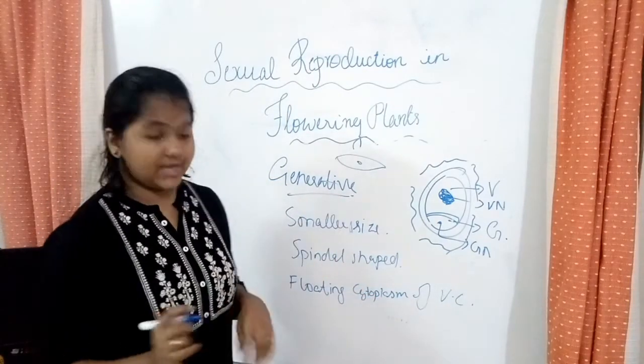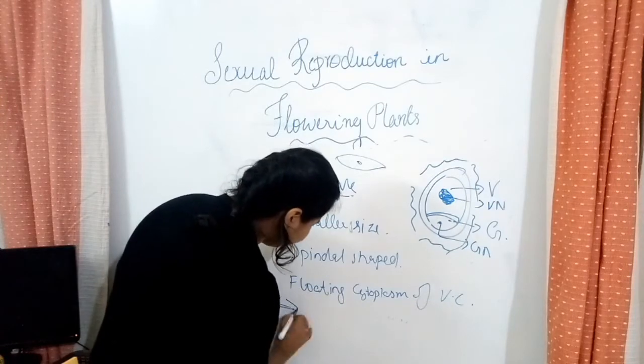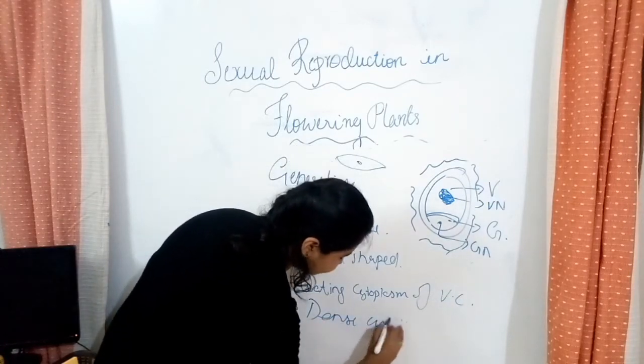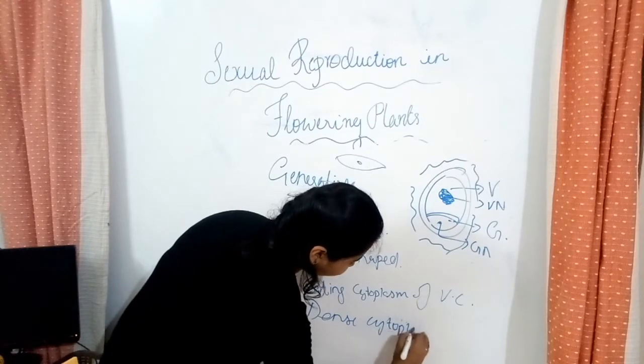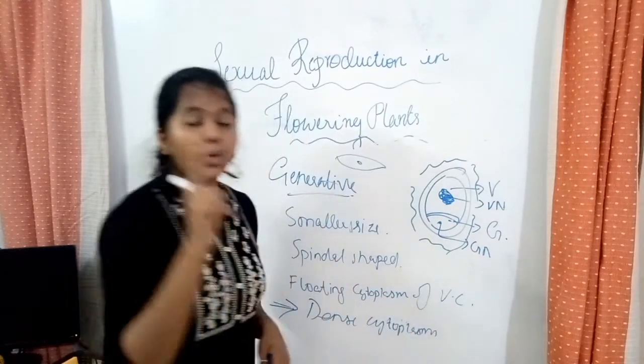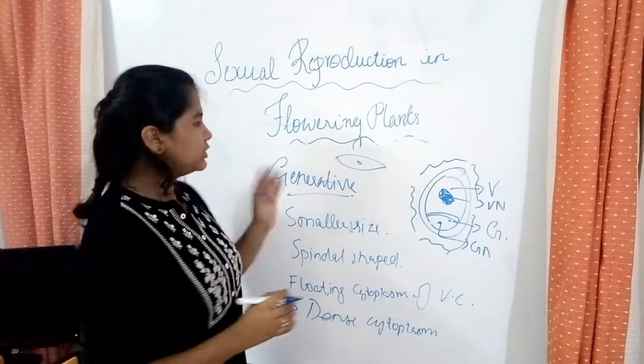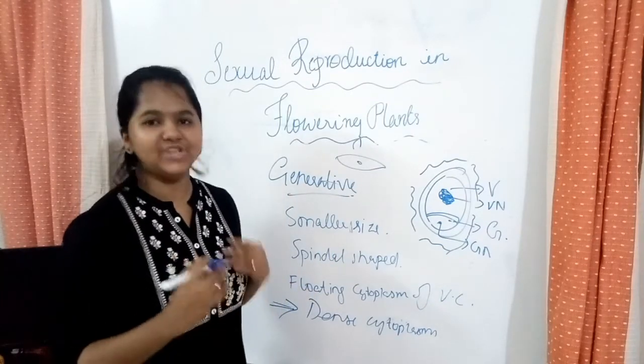Also, the vegetative cell has dense cytoplasm with only one nucleus. That nucleus is small also. So this is to talk about the vegetative and generative cell.